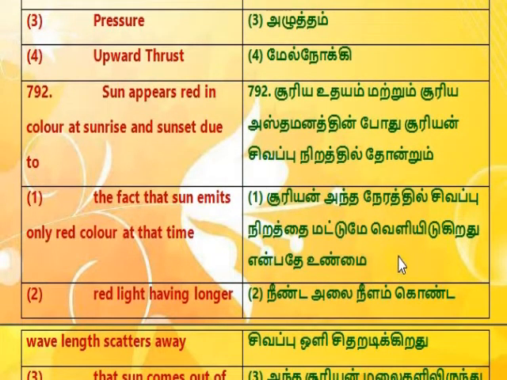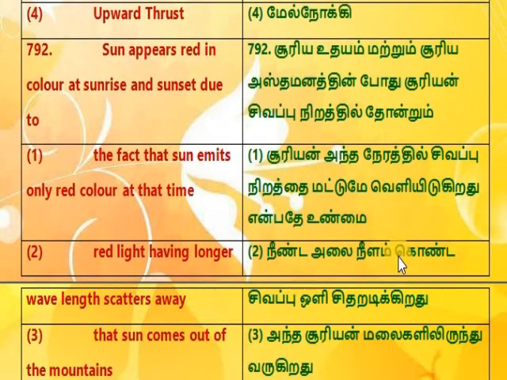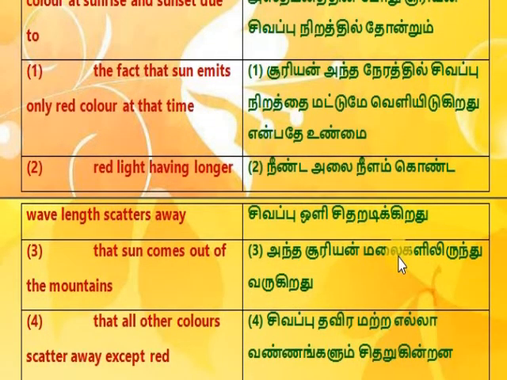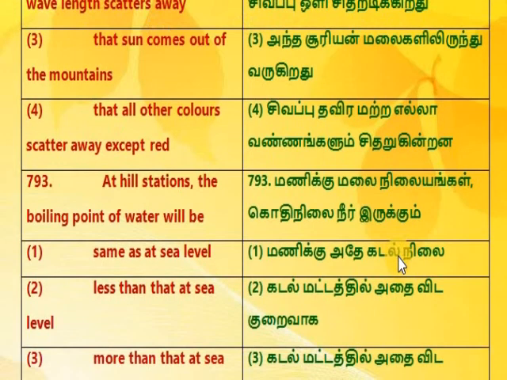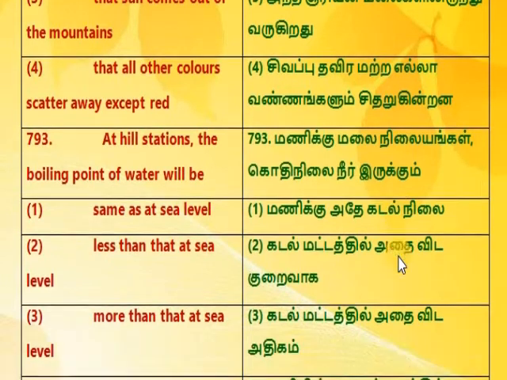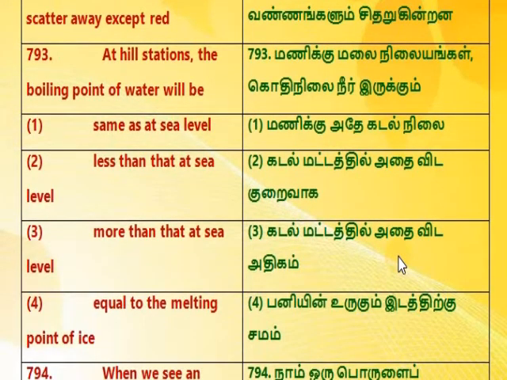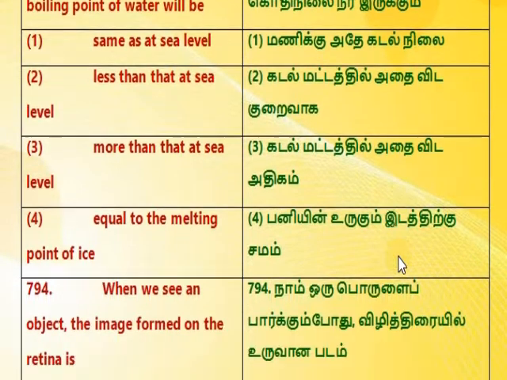792. Sun appears red in color at sunrise and sunset due to, 1. the fact that sun emits only red color at that time, 2. Red light having longer wavelength scatters away, 3. That sun comes out of the mountains, 4. That all other colors scatter away except red. 793. At hill stations, the boiling point of water will be, 1. Same as at sea level, 2. Less than that at sea level, 3. More than that at sea level, 4. Equal to the melting point of ice.